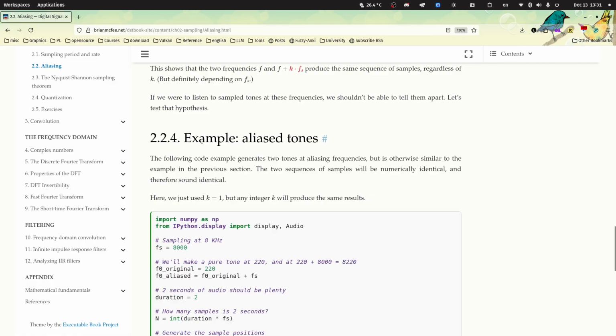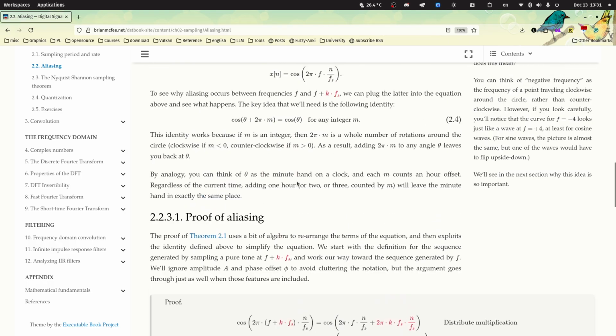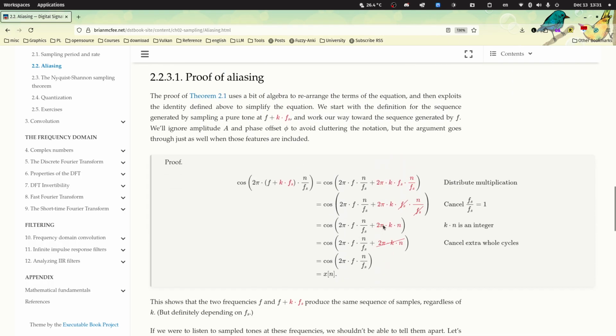I think that's a good way to explain it, that it's an additional number of cycles in between. Yeah, it's just a whole circle, or more cycles, so it can always cancel in the cosine.